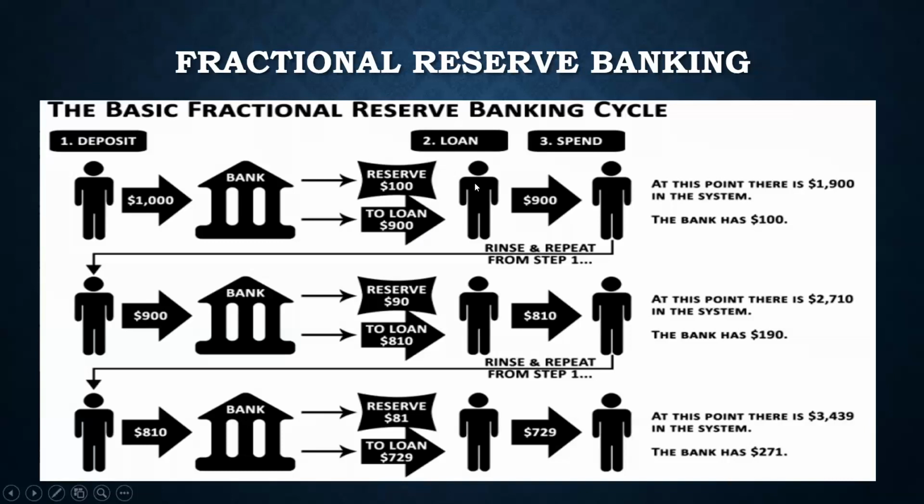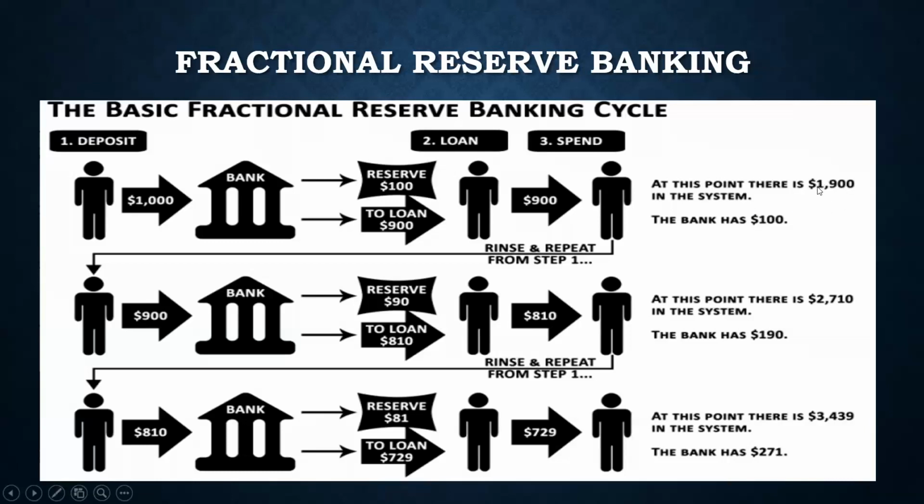Now this loan is passed on to a person, suppose a company, and that company is willing to spend this 900 rupees. Now this company deposits this amount in another bank, and that bank needs to keep a reserve of 10% of that, so 90, and the remaining 810 is given out as a loan. Now this bank lends it to another person or company, who gets 810 which they can spend.